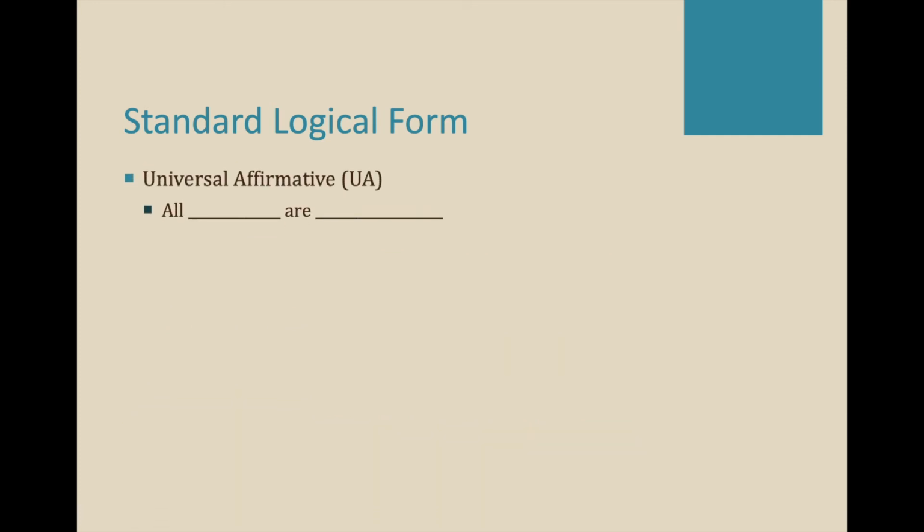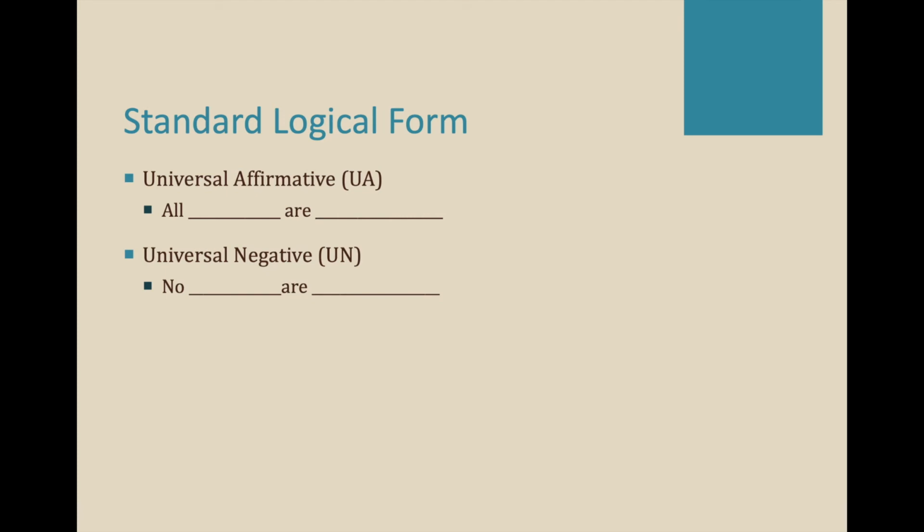For a universal affirmative, we always use this form. Universal affirmative is expressed as all subject terms are predicate terms, right? And you can use the abbreviation UA for universal affirmative. In other words, all members of the subject term class, fill in the blank, are members of the predicate term class, fill in the blank. But the universal affirmative is always expressed as all S are P. And then the universal negative.